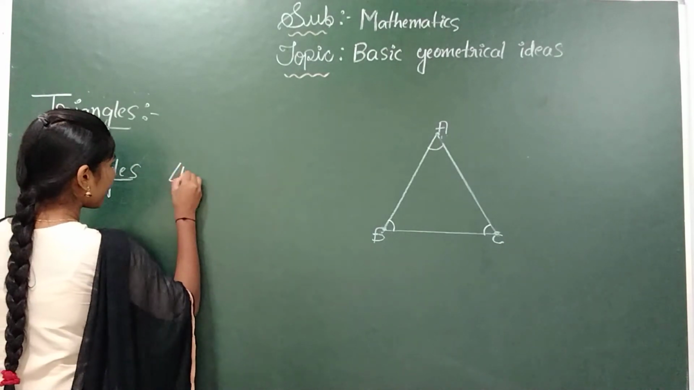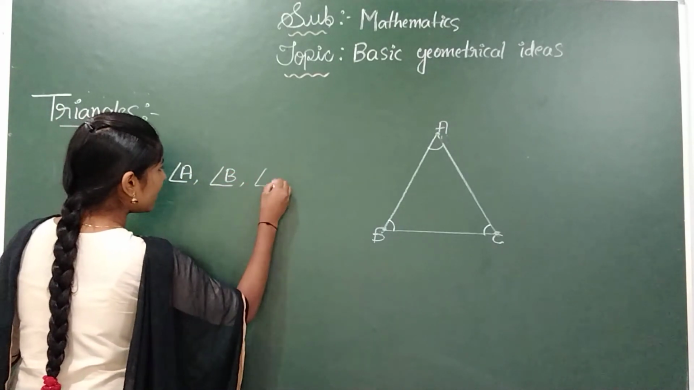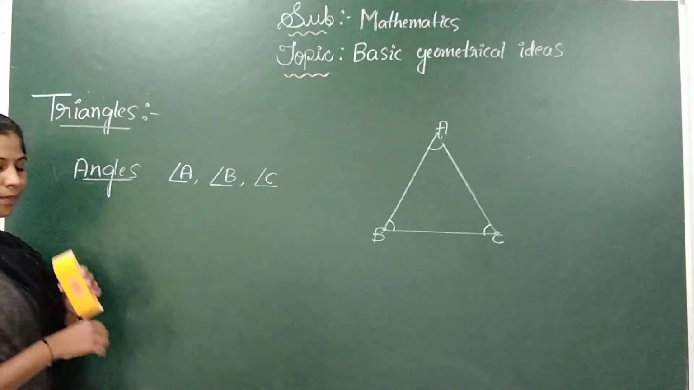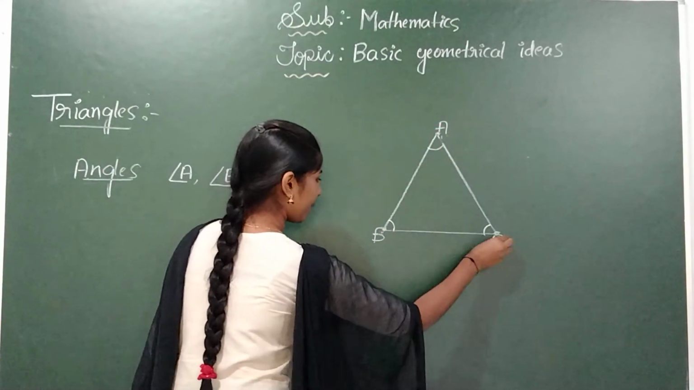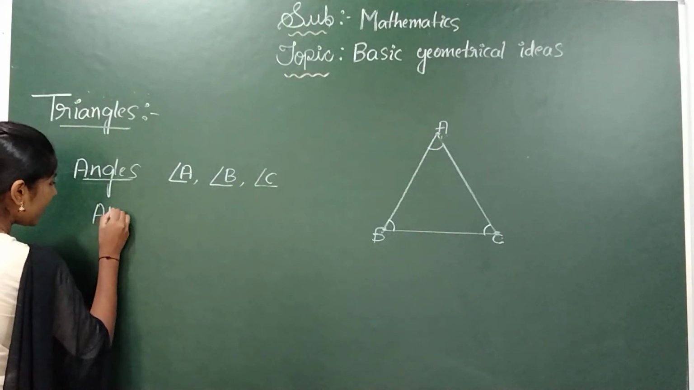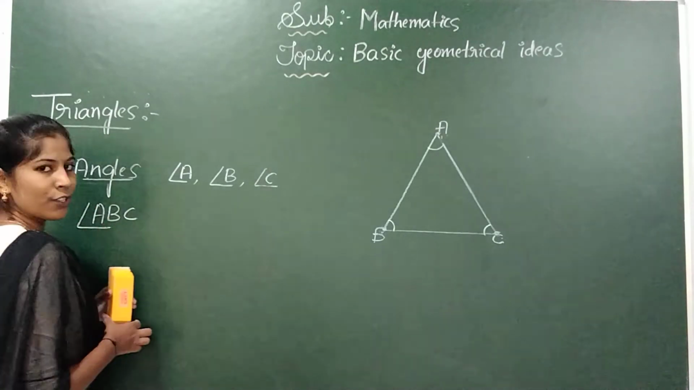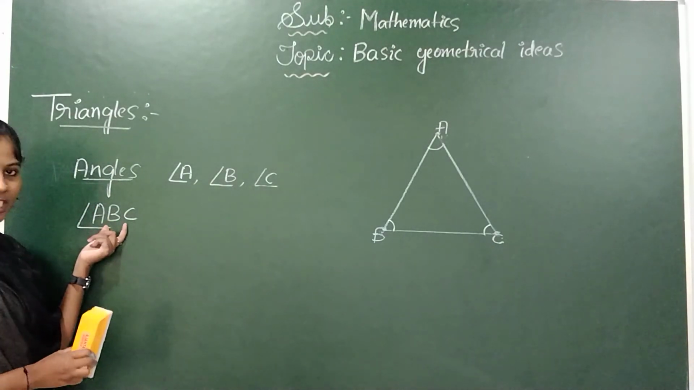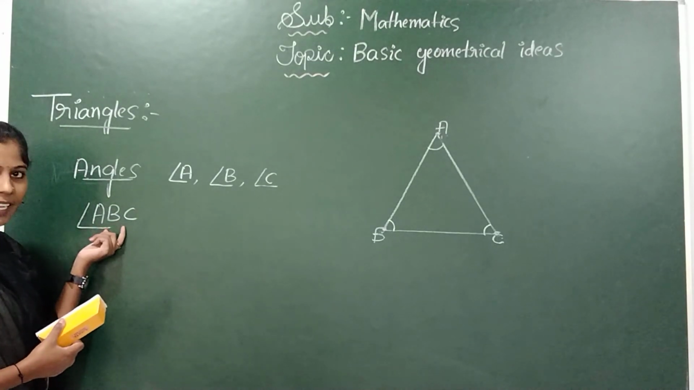Angle A, angle B or angle C. This is also correct. Or you can write it as angle ABC. Then angle ABC means, so what is the angle? It shows which vertex comes in the middle, that is shown as angle ABC.